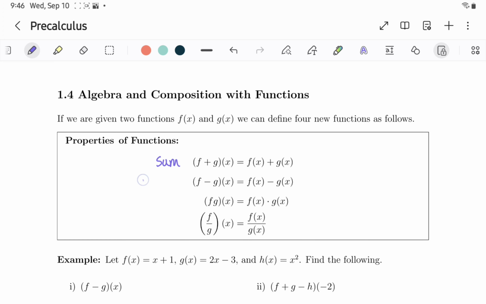We have the difference f minus g of x, which is just going to equal f of x minus g of x. Then we have the product f times g of x, which is just going to equal f of x times g of x. And then we have the quotient f over g of x, which is just equal to f of x over g of x.